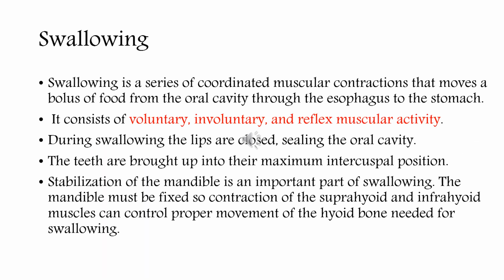Now, the second function of the masticatory system is swallowing, and you can imagine how swallowing is a complex procedure. It's actually a series of coordinated muscle contractions that moves the bolus of food from the oral cavity through the esophagus to the stomach. And it consists of involuntary, voluntary, and reflex muscle activity. So it's not only a voluntary thing. It's not like I want to swallow something, so I swallow it. Sometimes you swallow things and you don't want to. That's because it's involuntary or reflex activity.